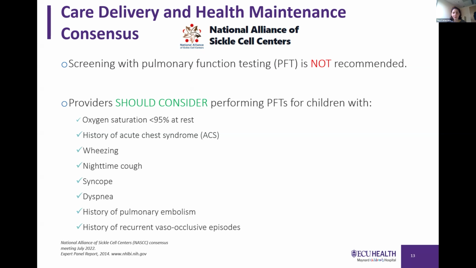Instead, they propose who the patients are that should have PFTs and when they should be referred. So it's going to be a referral to pulmonary for pulmonary function testing. And these are some of the things that should prompt that: oxygen saturation less than 95% at rest, a history of acute chest syndrome, reported wheezing, nighttime cough, syncope, dyspnea, any history of pulmonary embolism, or a history of recurrent vaso-occlusive episodes.